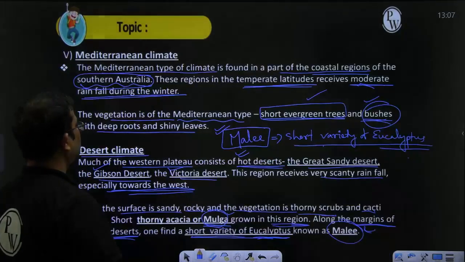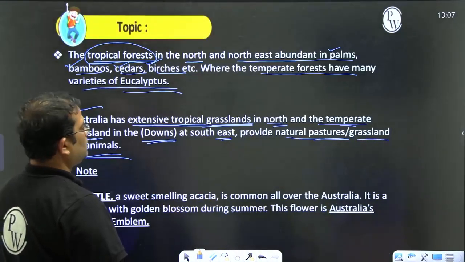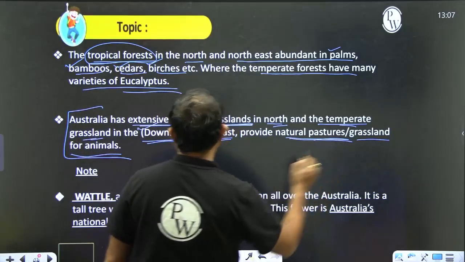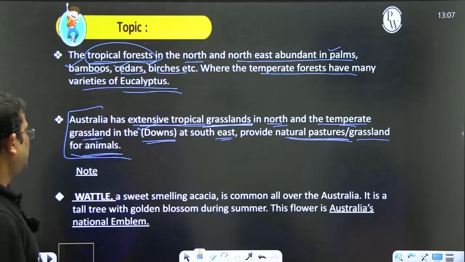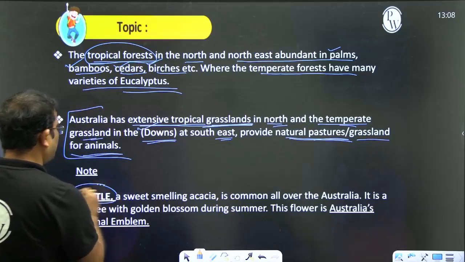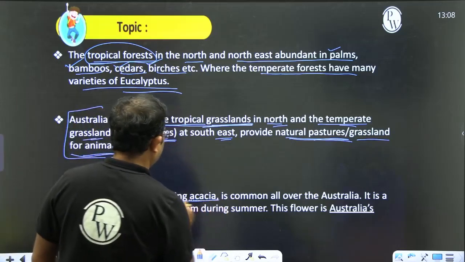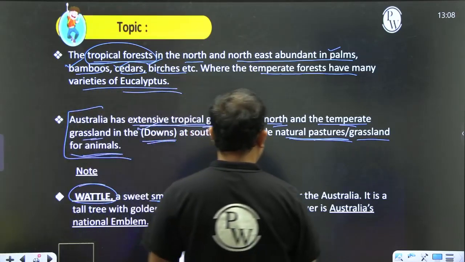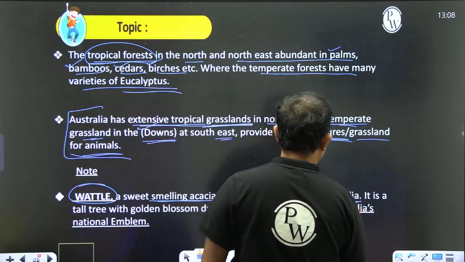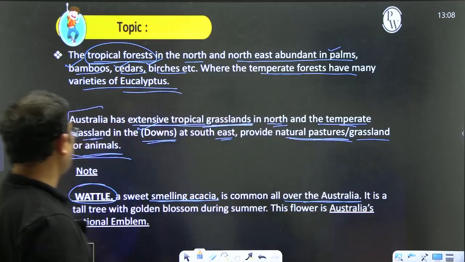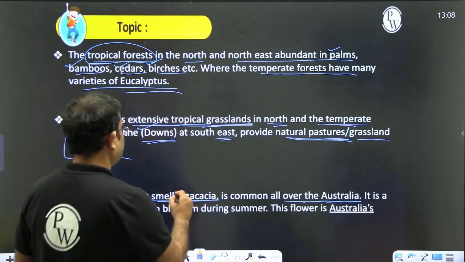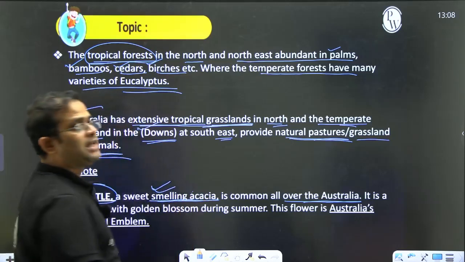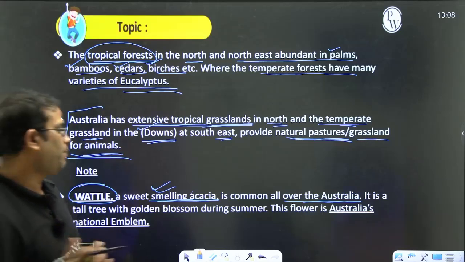The downs in the southeast provide natural pastures or grassland for animals. Then wattle, a particularly sweet smelling acacia, is common all over Australia. Wattle is an acacia variety, a dry type plant.